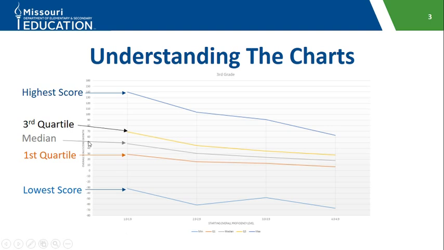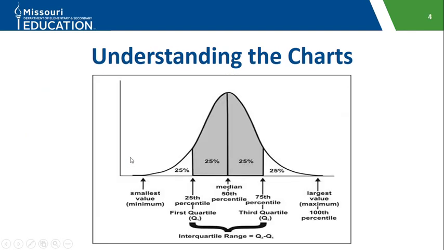Along the side are the number of scale score points that the students grew. The top line is the highest score, bottom line is the lowest score. You'll see a gray line in the middle, which is the median. The yellow line is the third quartile, and the orange line is the first quartile. To understand what those mean, you think of the bell curve. You will have the smallest value, the largest value, and the median, and then you'll see the percentages of students that fall in each quartile.